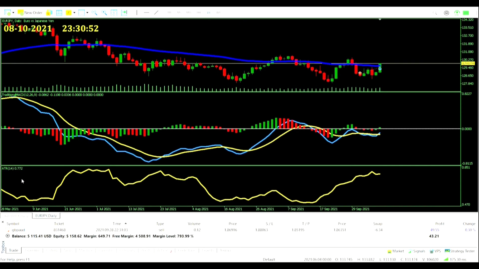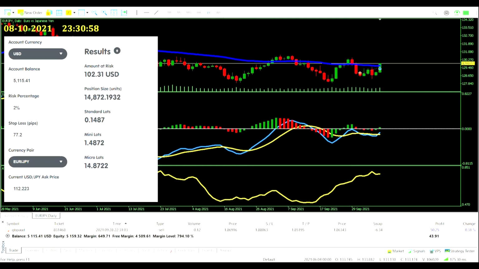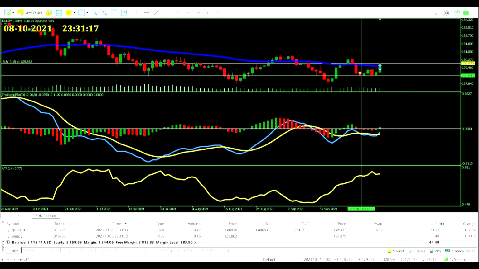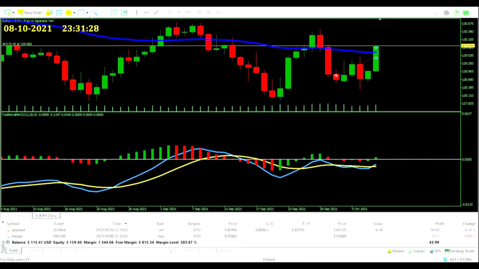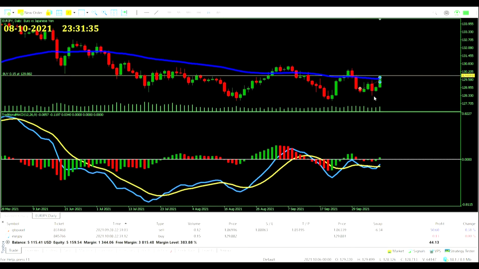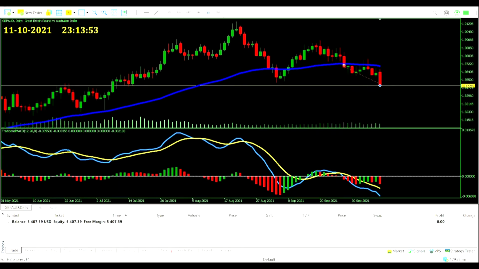We are getting a reading of 77.2 pips from our ATR, which means we can calculate our risk and put that on screen now. 2% risk, one trade only. Let's buy that euro. Out with the old and in with the new. We will wait with bated breath to see how that goes. It is the weekend, so we'll have to wait a couple of days before we find out the fate of these trades. Day 31.